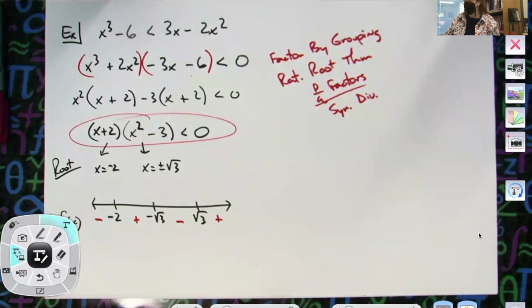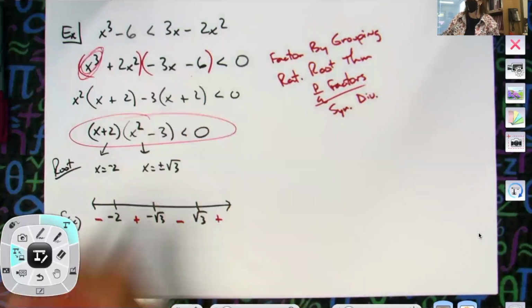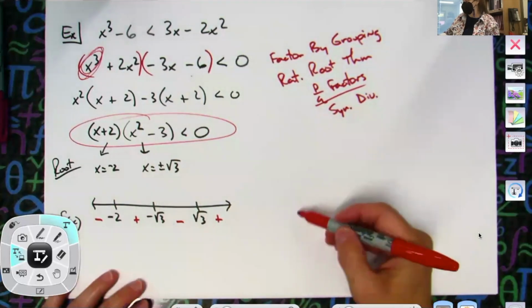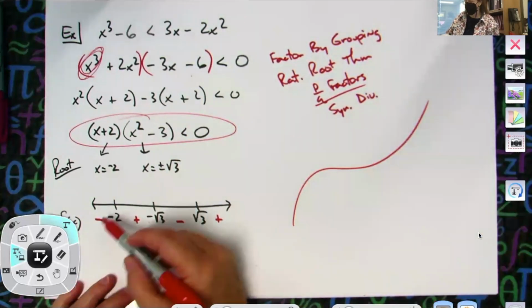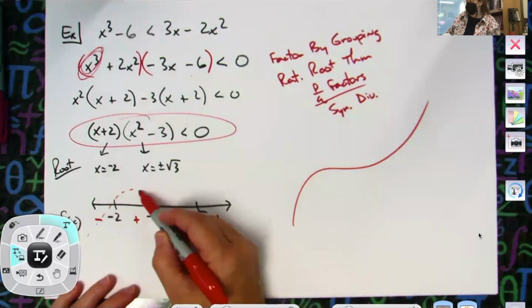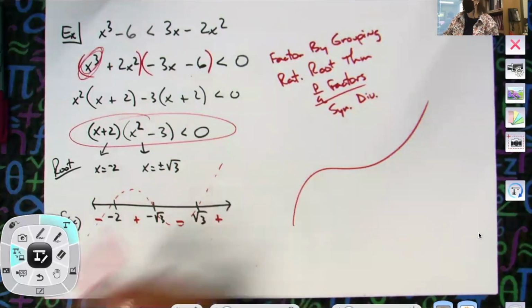All right, but now stop and think about this. They wouldn't necessarily alternate; it depends on whether they cross or they bounce. But I've got a cubic equation going on here, right? So what's going to happen is it's going to cross on every one of these. So it would become positive, it would become negative, it would become positive. We can kind of visualize what this graph looks like.